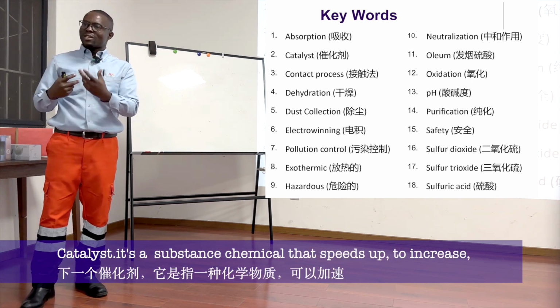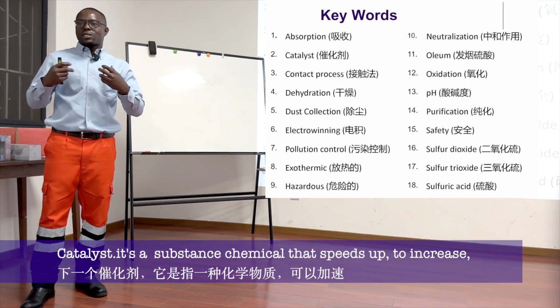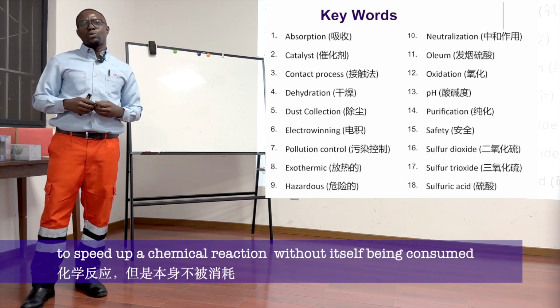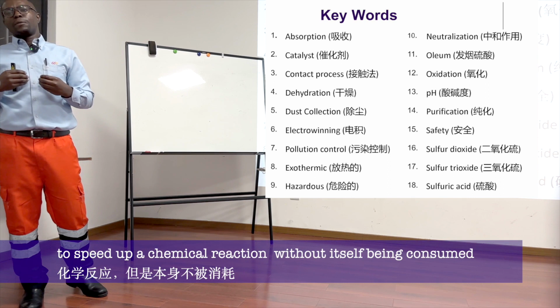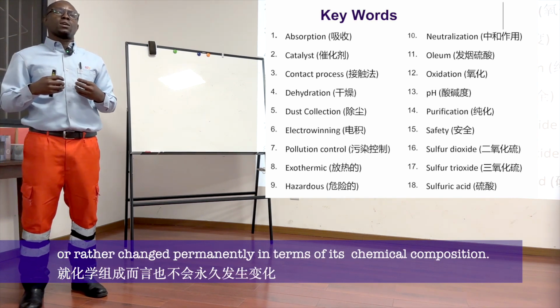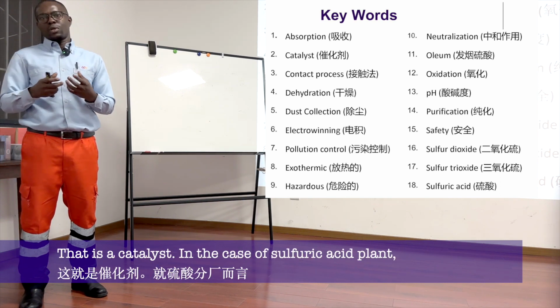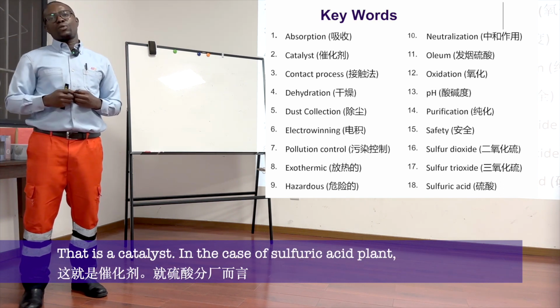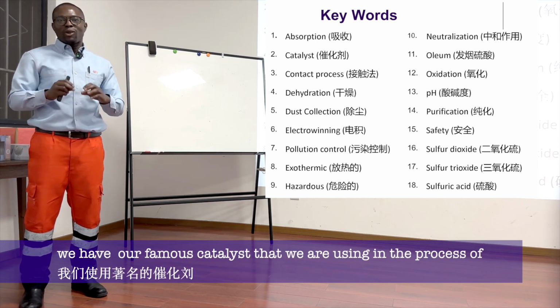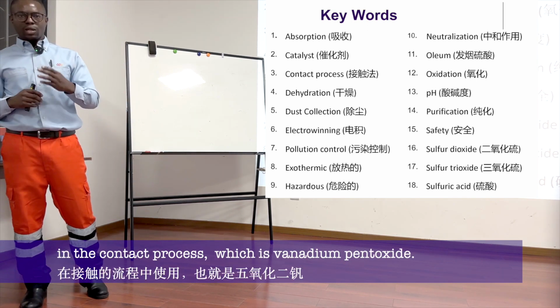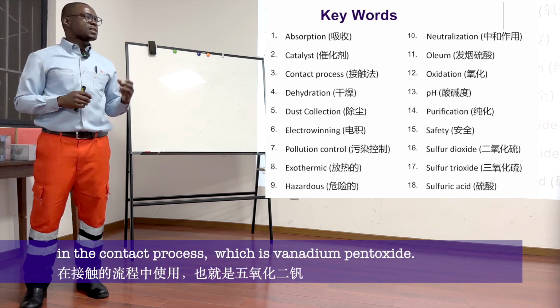Catalyst. It's a chemical substance that speeds up a chemical reaction without itself being consumed or changed permanently in terms of its chemical composition. That is a catalyst. In the case of the sulfuric acid plant, we have our famous catalyst that we are using in the contact process, which is vanadium pentoxide.